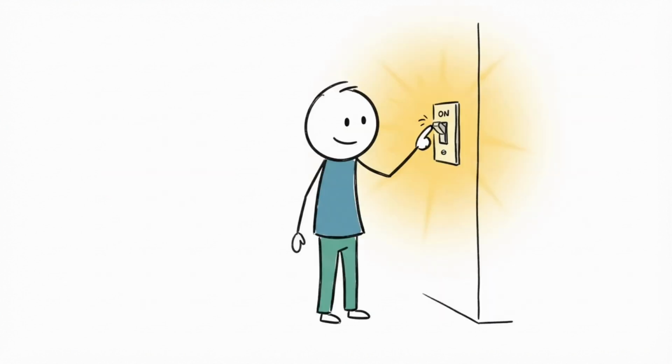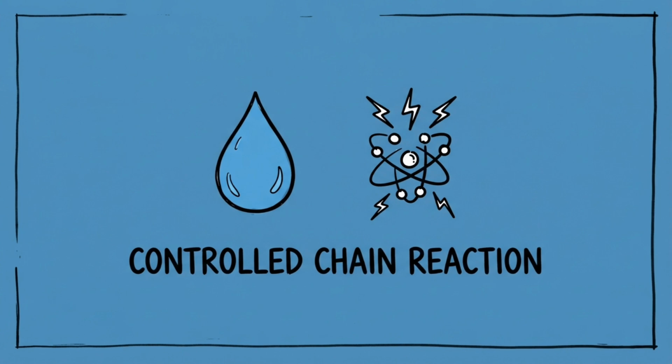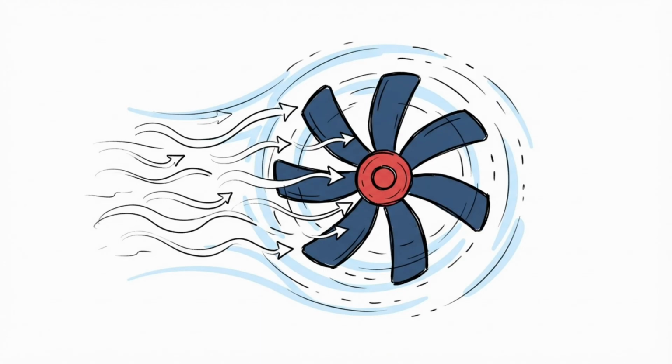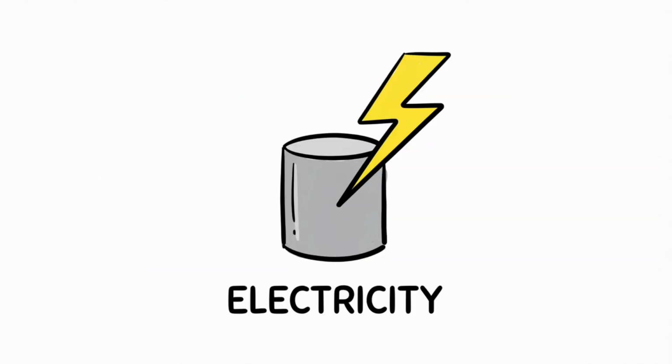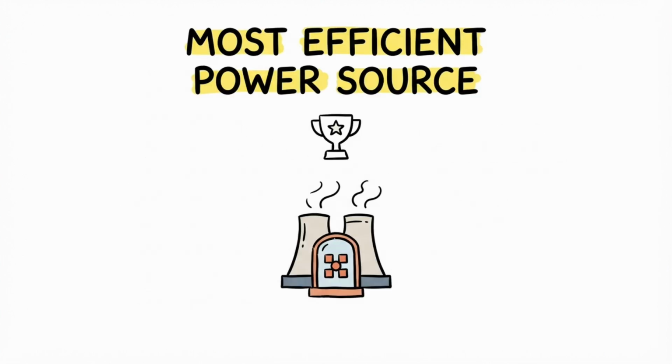So the next time you flip on a light switch, consider what might be happening behind the scenes. Somewhere, water is being superheated by atoms splitting apart in a carefully controlled chain reaction. Steam is spinning a turbine. A generator is converting motion into electricity. And it all traces back to a discovery made over a century ago, refined into one of the most efficient power sources humanity has ever built.